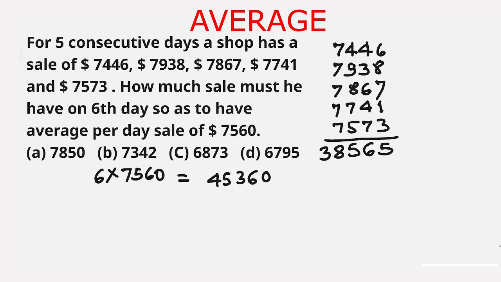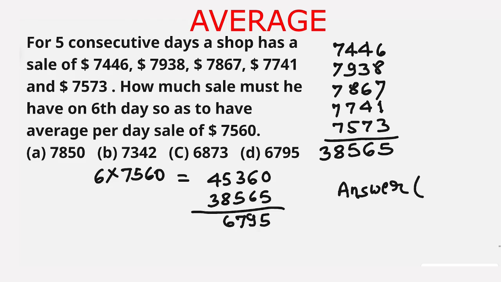Now we already have the sale of 38,565 for the 5 days, and the required sale for the 6th day is the difference of these two. 10 minus 5 is 5, 15 minus 6 is 9, 12 minus 5 is 7, 14 minus 8 is 6, and 3 minus 3 is 0. So the required sale for the 6th day is 6,795. And from the given options, our answer is option D.